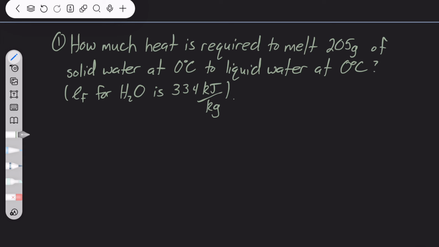So in this example, it asks how much heat is required to melt 205 grams of solid water at 0 degrees Celsius to liquid water at 0 degrees Celsius. And we have the standard latent heat of fusion for H2O right there. But before we begin taking a look at this, we should look at a heat curve for water. So let's go ahead and do that.